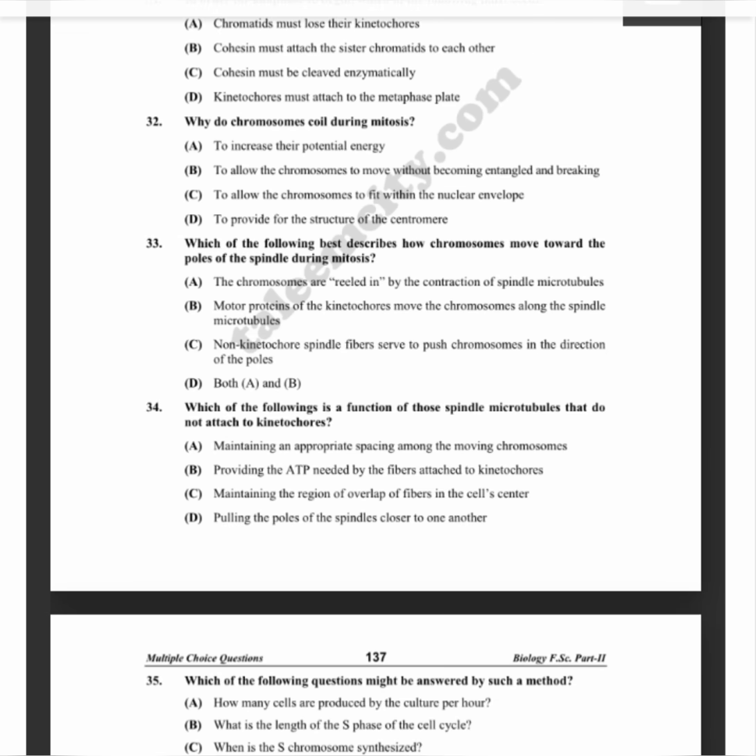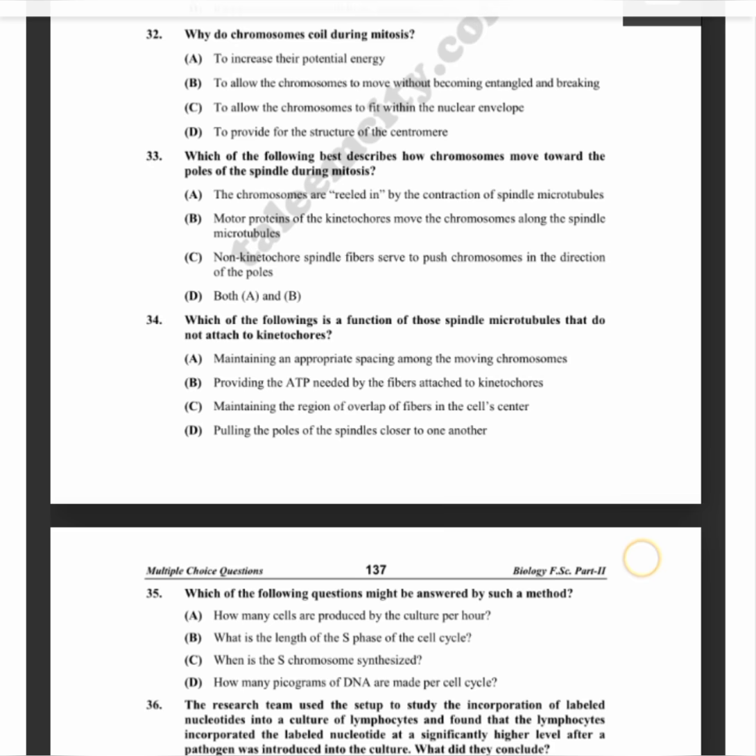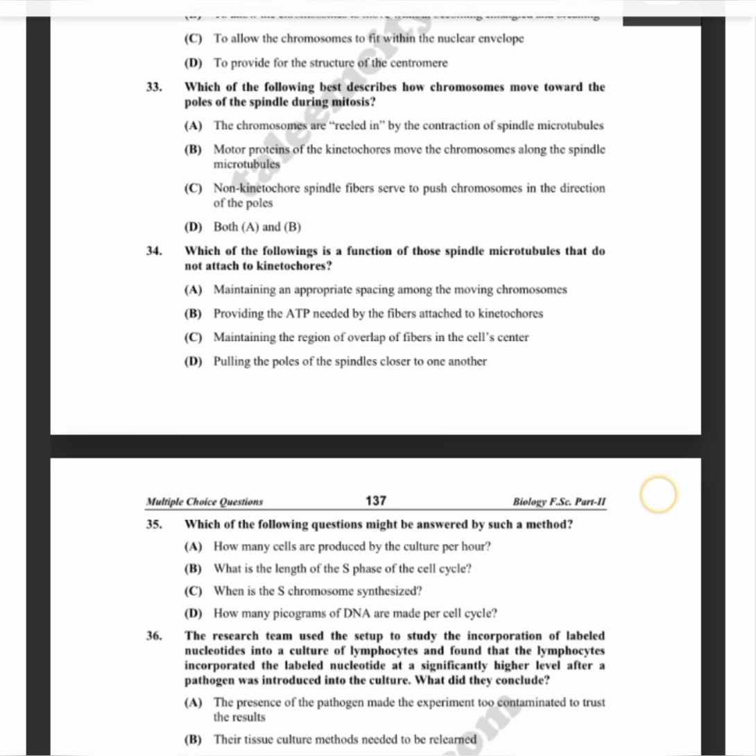MCQ number 33. Which of the following best describes how chromosomes move toward the poles of the spindle during mitosis? The chromosomes are reeled in by the contraction of spindle microtubules. Motor proteins of kinetochores move the chromosome along spindle microtubules. Non-kinetochore spindle fibers push the chromosome in the direction of the poles. Option D, both A and B.